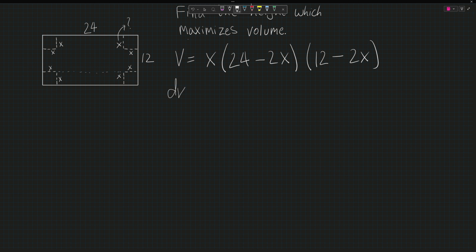To do that, we're going to take the derivative of this. But first, I'm thinking, should I expand? And I think I really want to expand here. The reason is, if I were to do the product rule, I have to do more expansion problems, which is going to take a lot of time. So I'm going to expand right here. Instead of doing this immediately, I'm going to go with V equals 24x minus 2x squared, and I'm going to multiply that out.